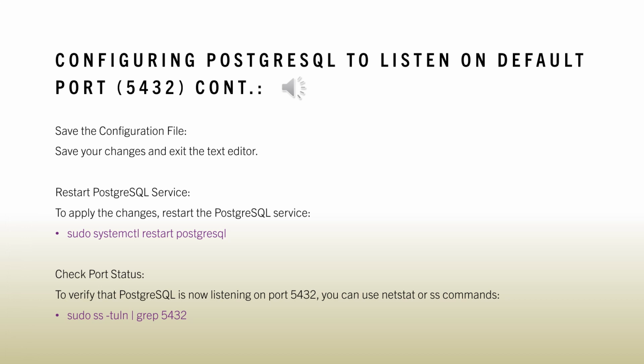Configuring Postgres to listen on the default port, continued. Next, save the configuration file. Then, restart the Postgres service. Next, check port status. You can verify that Postgres is listening on port 5432 using netstat or ss commands.